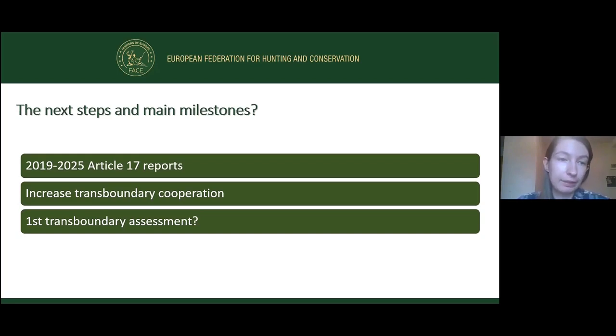For example, in the Netherlands, it's already a good step forward since they use the same monitoring scheme as Germany. So their joint assessments could possibly be tried out.